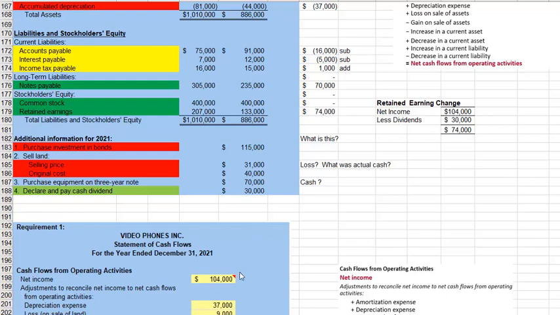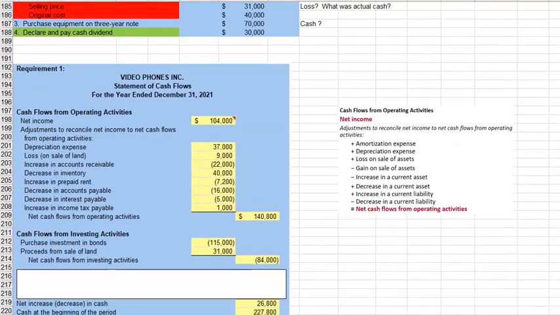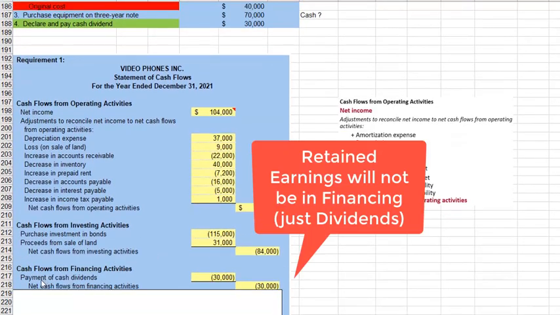We've already added our net income to our cash flow statement. The only thing we need to account for is our $30,000 in dividends. These are dividends that we paid as a company, and we paid them in cash. This will be a cash outflow. Let's update our financing section. Here we have our payment of cash dividends for negative $30,000.